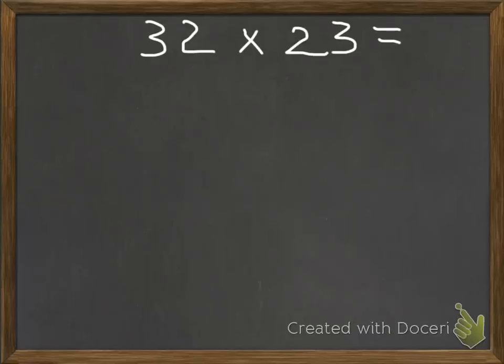Hi, fourth graders. This is Mr. Dinsmore again. What I'm going to show you guys today is how to multiply two-digit numbers using the base 10 method. Since we don't have base 10 blocks here, I'm going to use the symbols for base 10 by drawing them.